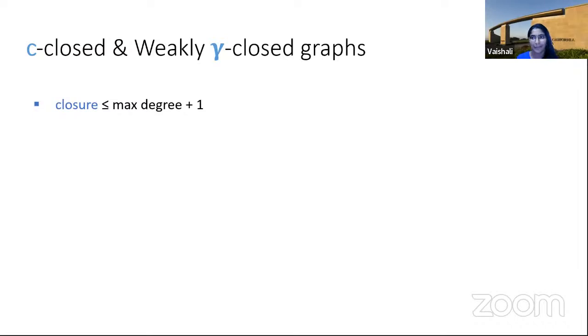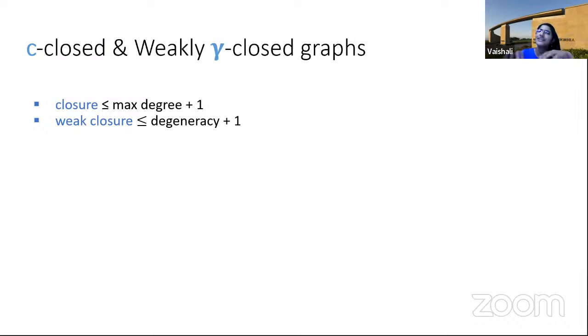The closure of a graph is no more than max degree plus 1, and the weak closure of a graph is never more than degeneracy plus 1, right? So why is the closure of a graph never more than max degree plus 1? It's very easy to see. Two vertices can never have more than max degree common neighbors, and so you get the bound very easily.